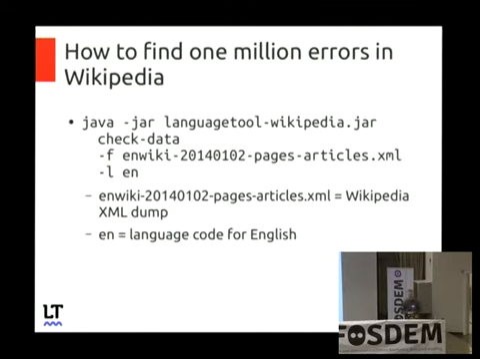So how do you find a million errors in Wikipedia? Basically by running this command. LanguageTool wikipedia.jar, it's actually not part of the standard LanguageTool distribution because it's very specific. Checking the Wikipedia is not what the average user does all day. So you need to download the nightly builds to get this command.